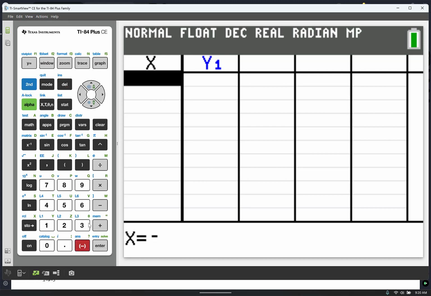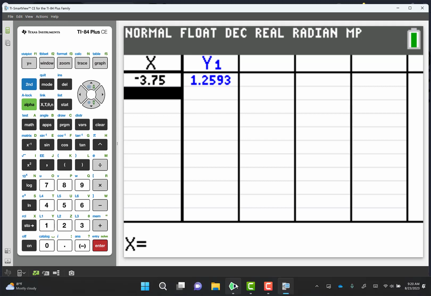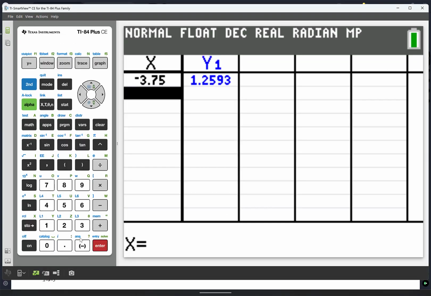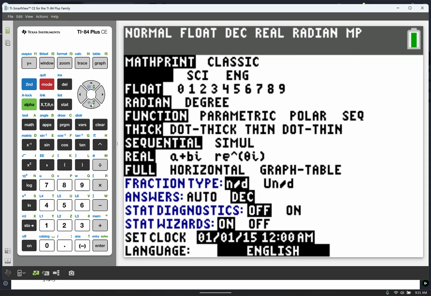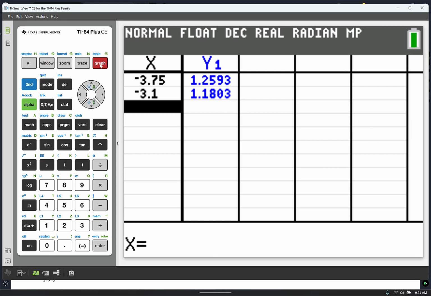What's the first value? Negative 3.75. I'm going to type that value in. And then the next one, negative 3.1. If you get fractions, here's how you fix that: go to mode, and where it says answers, put DEC, which stands for decimal. Push enter, then second quit, go back to the table, and you should see your table in decimals.